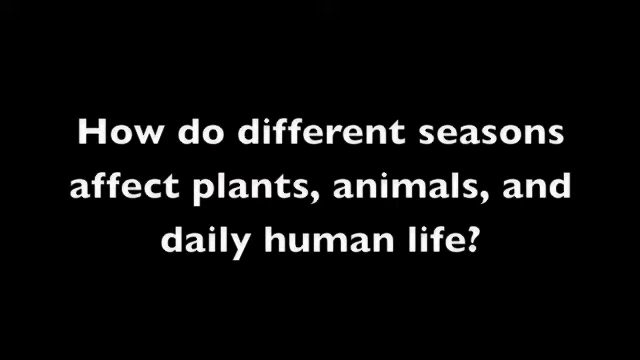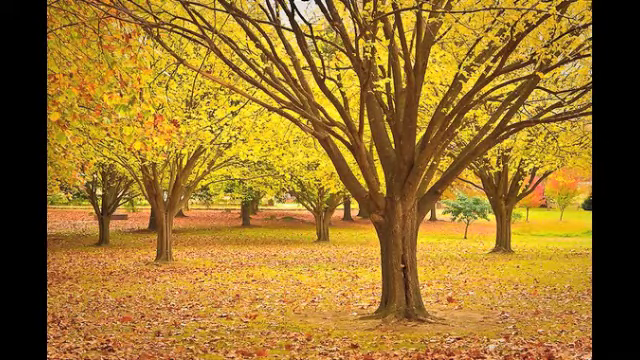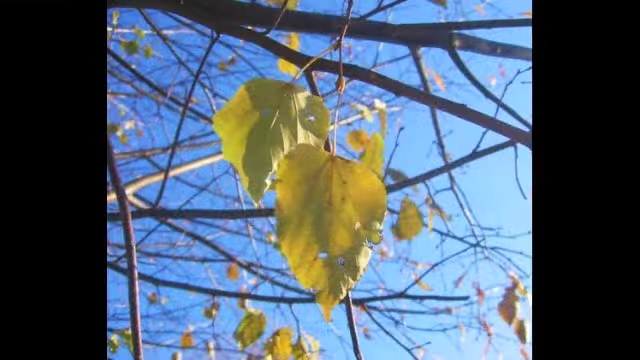So back to our main questions. What causes seasons? Now we know that it's the tilt of Earth on its axis as it rotates around the sun that causes the seasons to change. And how do different seasons affect plants, animals, and daily human life? Once leaves stop producing chlorophyll, they fall from trees. But this doesn't mean that the trees are dying. It only slows down the tree's growth over colder temperatures.